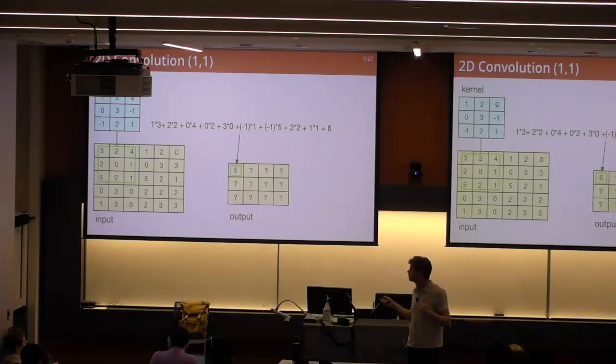Okay? So what we'll do is we'll multiply 1 times 3 and add that to 2 times 2 and 0 times 4 and 0 times 2 and 3 times 0 and -1 times 1, just like that, until we get this number 6.